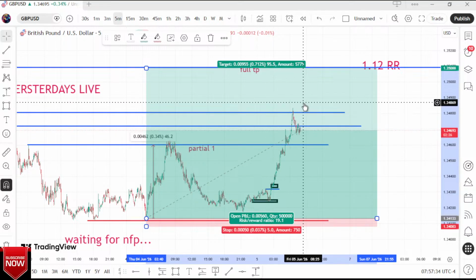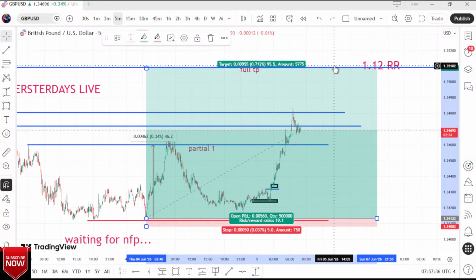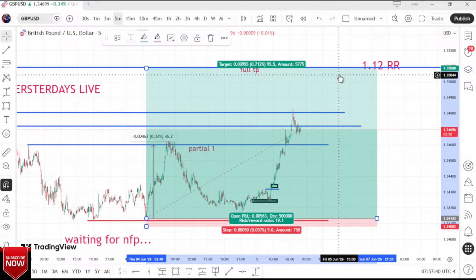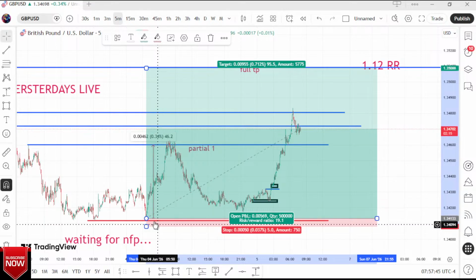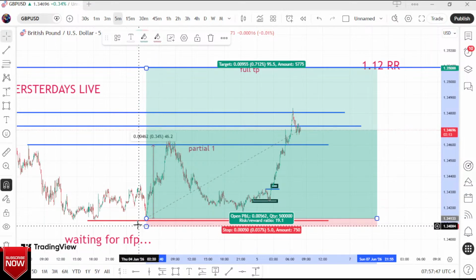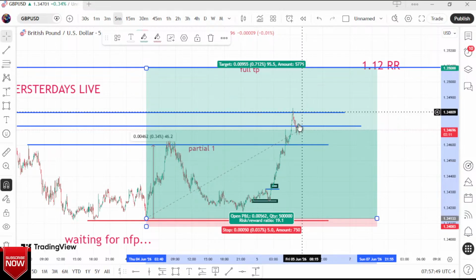I'm expecting prices to rally up higher to this buy side liquidity. And also this move, we got it here, down here. I told you I was risking 5 pips, then it actually rallied up higher and higher.